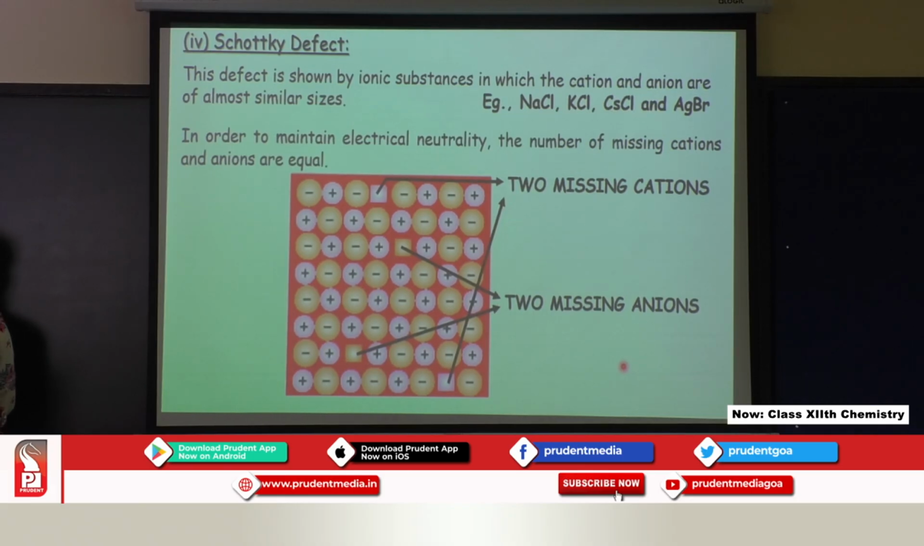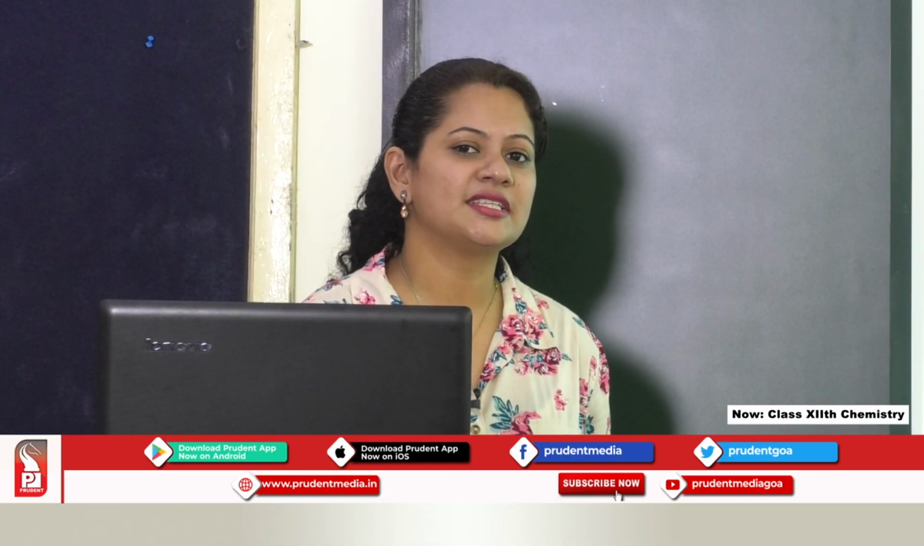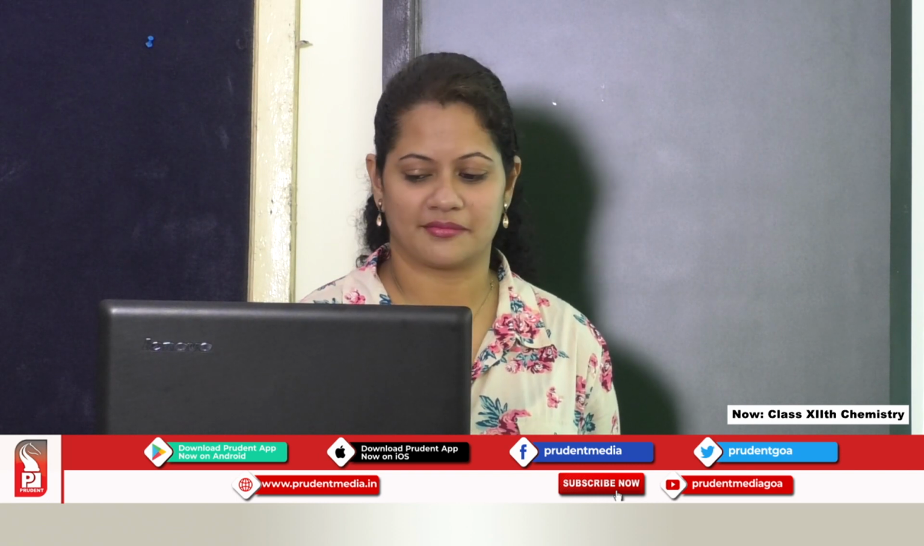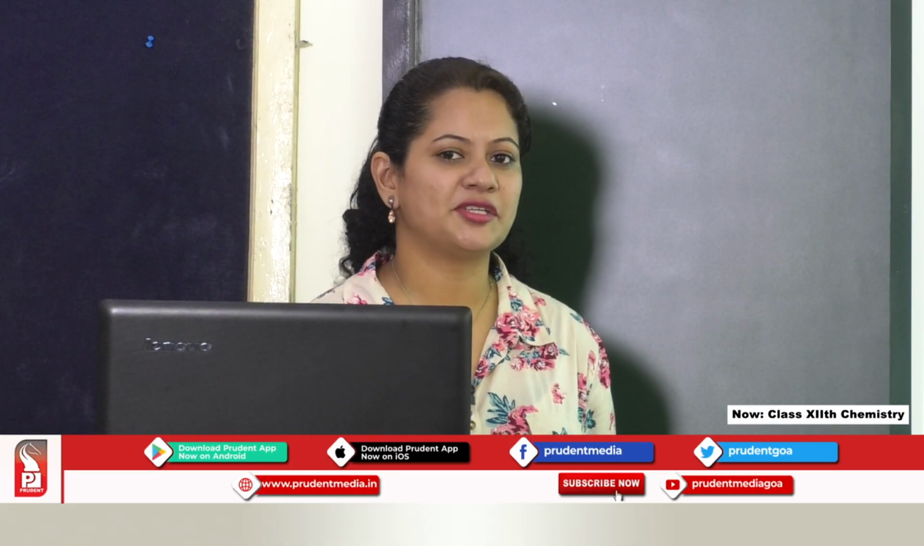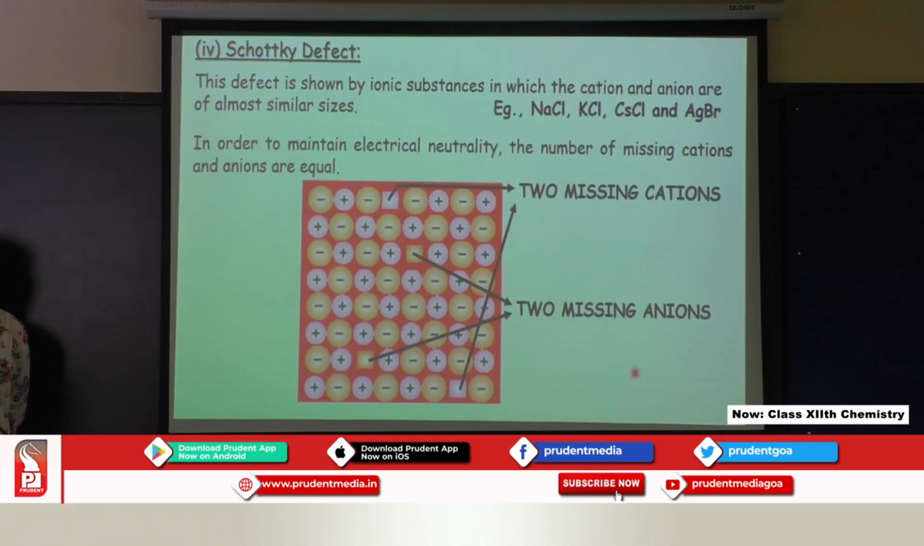The reason for the number of missing cations and anions being equal is very simple. The electrical neutrality of the crystal needs to be maintained. What is the impact on the overall density of the crystal? Yes, the overall density is going to decrease since these ions are missing from the crystal.